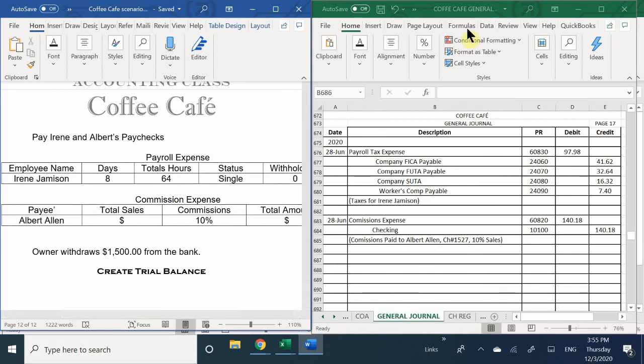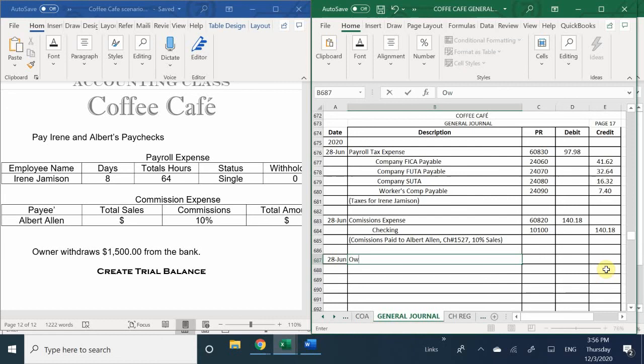So on the journal, the date is still the 28th. This is going to be under the equity, and that's for the owner's withdrawal. That's the first thing we're going to recognize, and that is account number 32,000, for the 1,500.